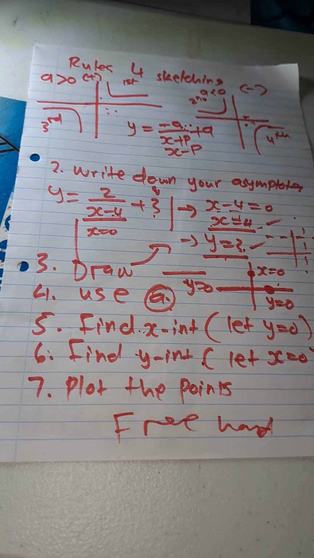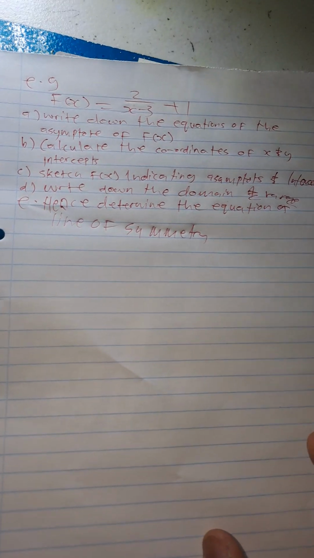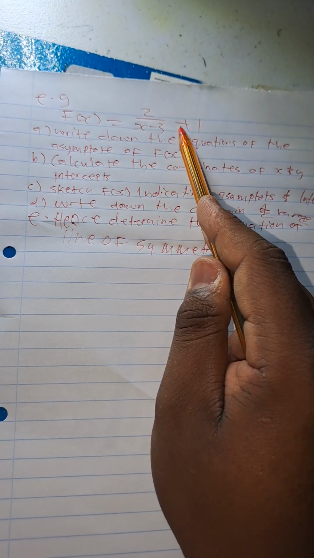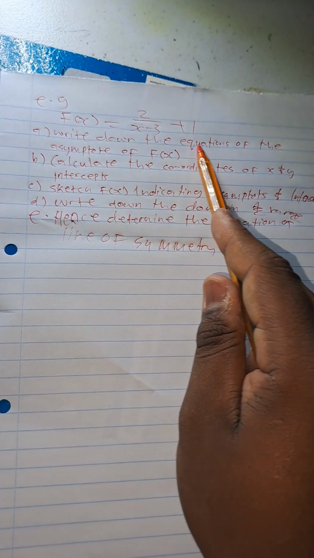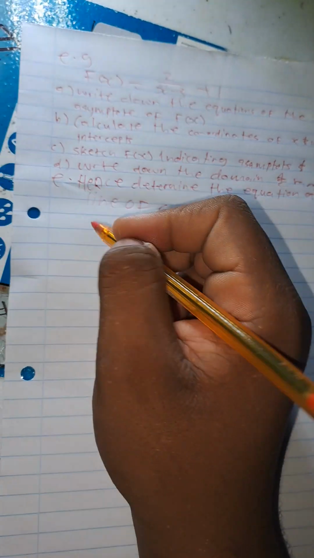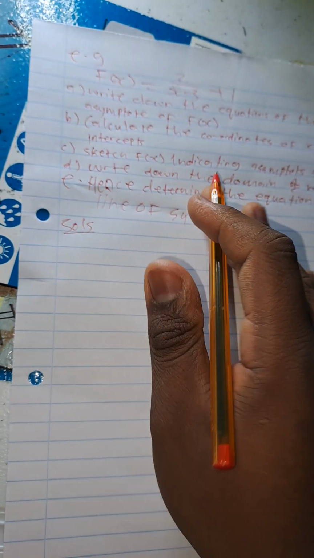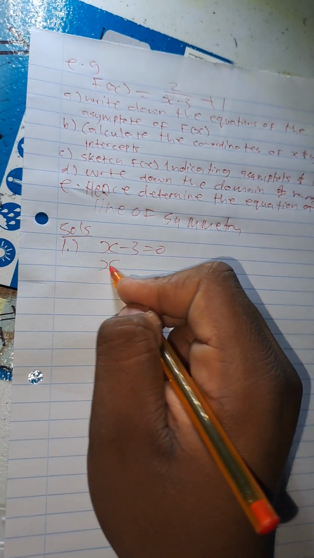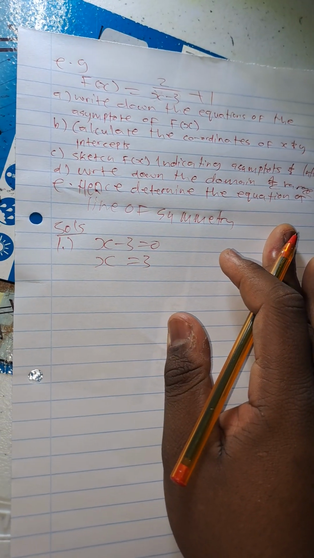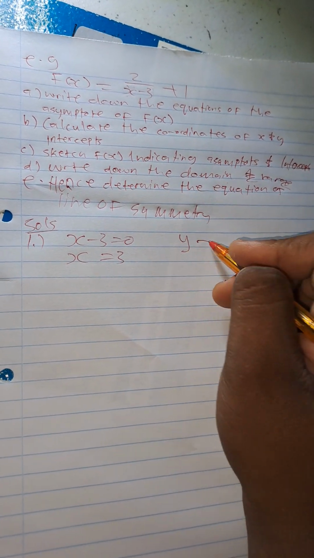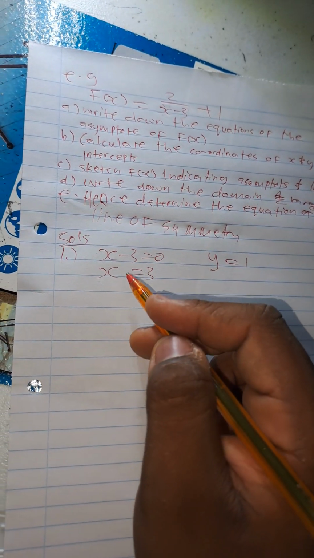Yeah, let's continue. So this is an example. Given f of x is equal to 2 over x minus 3 plus 1, write down the equation of the asymptotes. The asymptotes I already know, I showed you there. So I will start with this one. Solutions. Number 1, I will say x minus 3 is equal to 0, and then my x is equal to 3. I'm done. And then I will say y is equal to 1, because it is already given there.